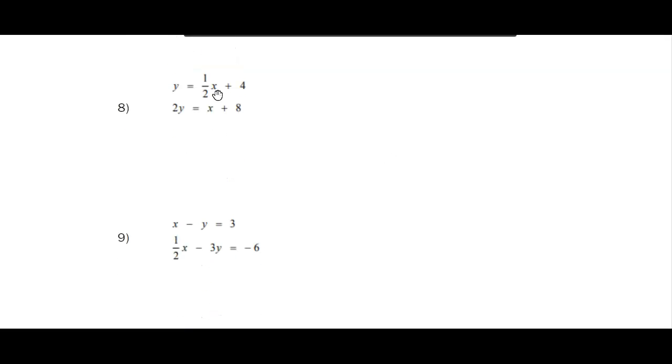Okay, number 8, the first example is in y equals mx plus b. The second example, you have to divide by 2. So you get y equals 1/2 x plus 4. So we notice that they have the same slope and the same y-intercept. That makes them dependent, coinciding, and infinitely many solutions.